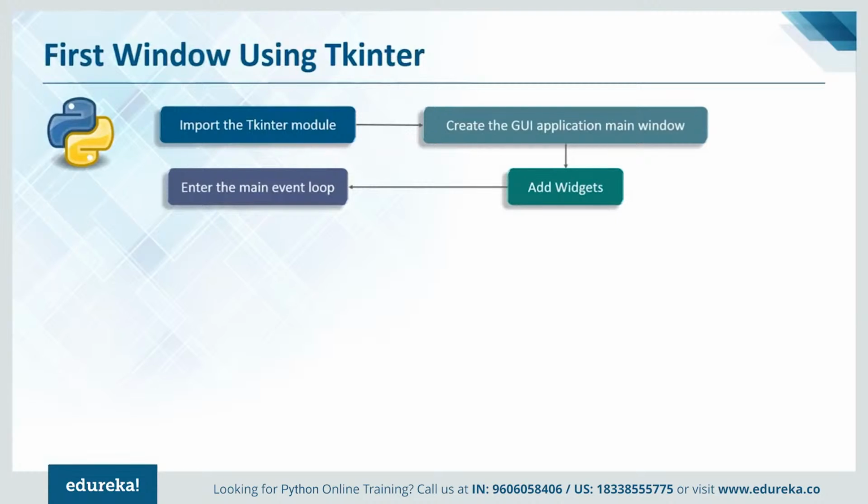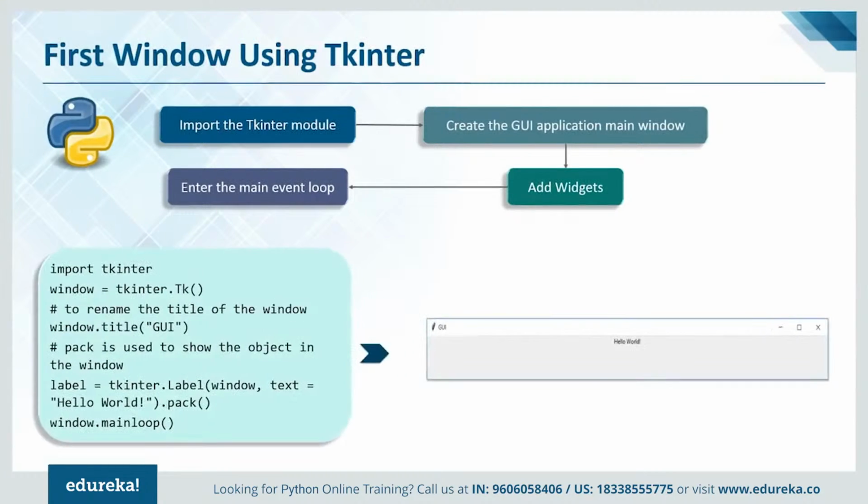So one is widget and the other one is an event loop. An event loop is basically telling the code to keep displaying the window until we manually close it. Check out this code for a little bit of better clarity, right? As I mentioned, we're importing the Tkinter package and defining a window.